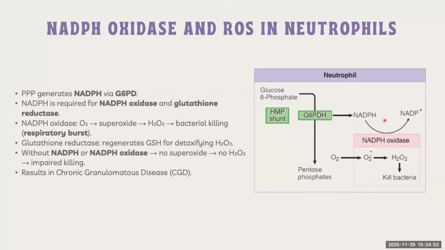So what happens when your NADPH oxidase is defective, okay? This will lead to a lack of production of NADPH, and so the cell will not be able to produce superoxides. Now we know that superoxides are needed for bacterial killing. Okay, so what happens when the bacteria are not killed? This will lead to a disease condition known as chronic granulomatous disease, okay?